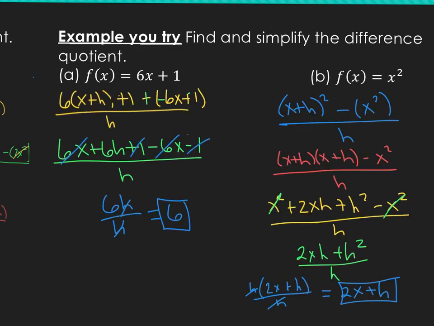Okay, so hopefully for A, you found 6 as your difference quotient for f of x equals 6x plus 1. For B, for f of x equals x squared, hopefully you found 2x plus h. Now, remember when we did our distributing here, we wrote it twice, and then we did x times x, h times x, x times h, and h times h, and when you combine like terms, that does become 2xh.